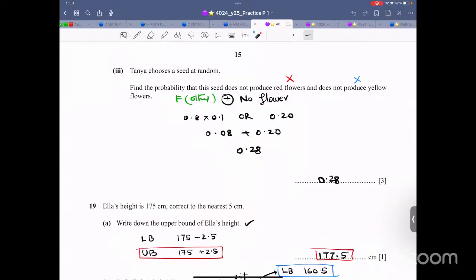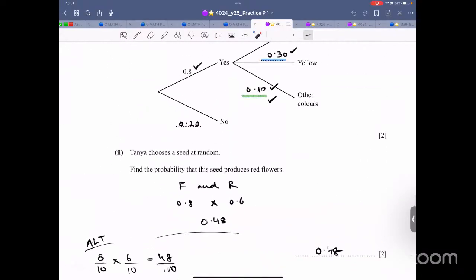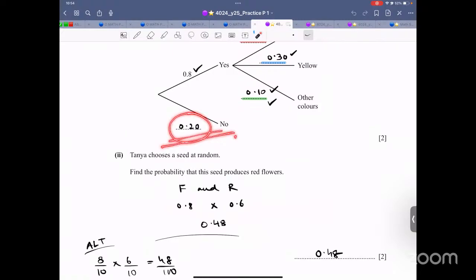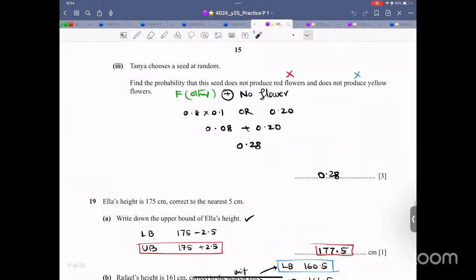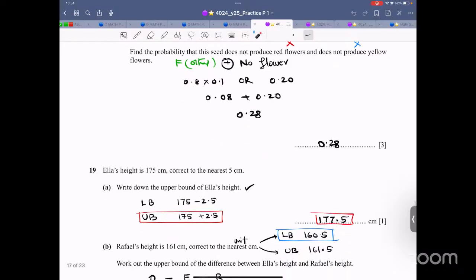Tanya chooses a seed at random. Find the probability that this seed does not produce a red flower and does not produce a yellow flower. So now, first of all, this thing also has to be considered. That is not producing any flower at all. So not red, does not produce red, and does not produce yellow. So that means some other color, 0.8 times 0.1. Or it's not producing a flower at all. If it's not producing a flower at all, there is no possibility of any color. So this is 0.08 plus 0.2, that's 0.28.